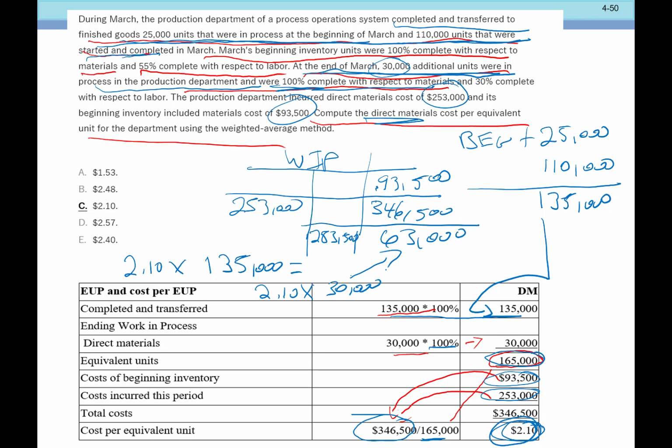Okay. And you can always do that last number as a check. I mean, the journal entry will give it to you, but if you want to check your work, you can do that. Okay. Question?